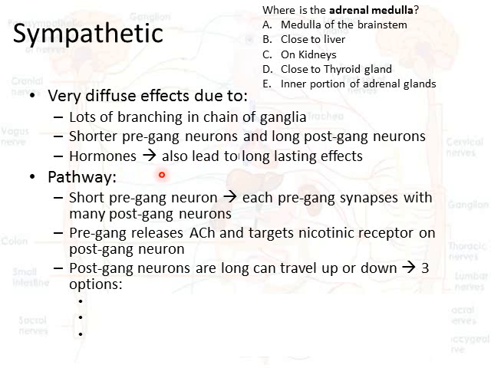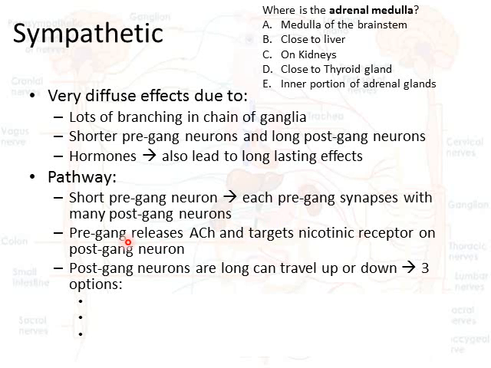Also, we have these hormones that are released into the blood. Those have much longer lasting effects and much more diffuse effects. So again, you'll need to know this pathway, which is different than the parasympathetic nervous system. The pathway shows a short preganglionic neuron, and then each preganglionic neuron synapses with many postganglionic neurons. So it's not just one. Parasympathetic is one. In this case, it's many, so these are all going to branch out.